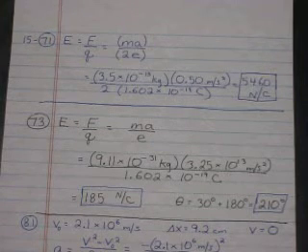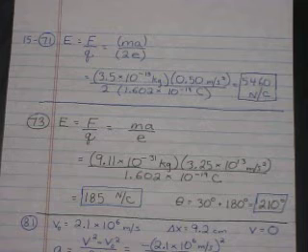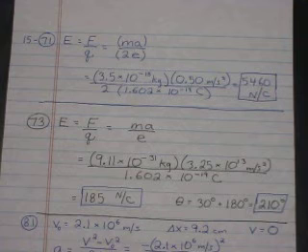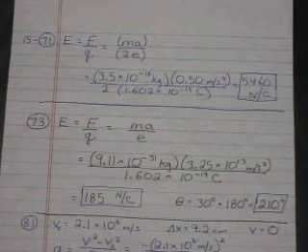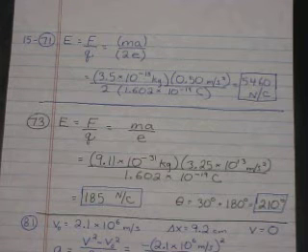Number 73 is very similar to 71. Acceleration given of the electron. We're dealing with the direction also. Find the electric field responsible for that acceleration. So we're going to find magnitude and direction.